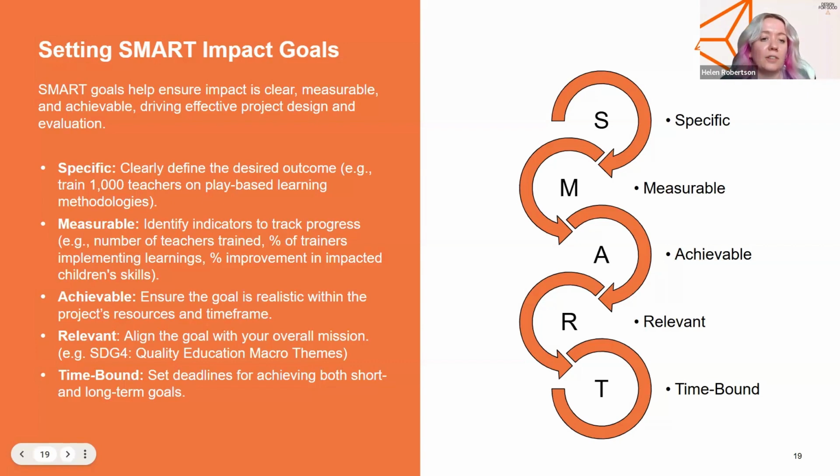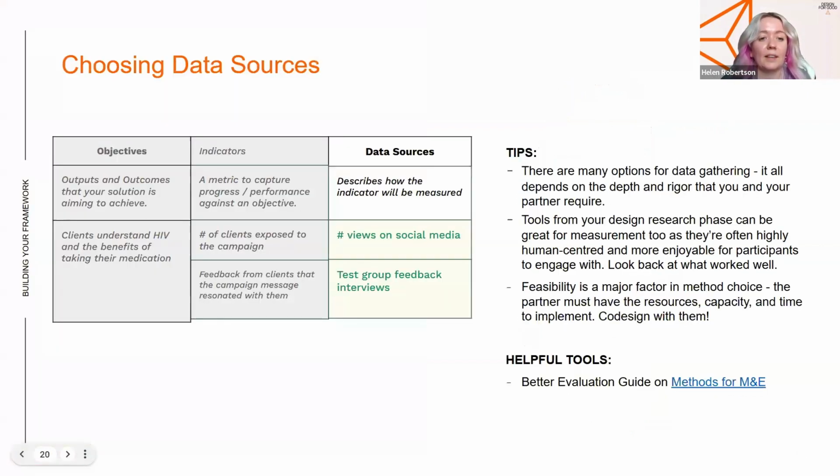So if we move to the next slide then, continuing on looking at our indicators, once we've decided the indicators, we then need to choose the right data sources for those. And that's crucial for measuring your indicators effectively. Data sources describe how the indicator will be measured, and this can be both quantitative and qualitative, terms we'll dive into more on the next slide. There are many options for data gathering, and the choice depends on the depth and rigor that you and your DevOrg partner require. Tools from your design research phase can often be repurposed for measurement, as they're human or life-centered and engaging for participants.